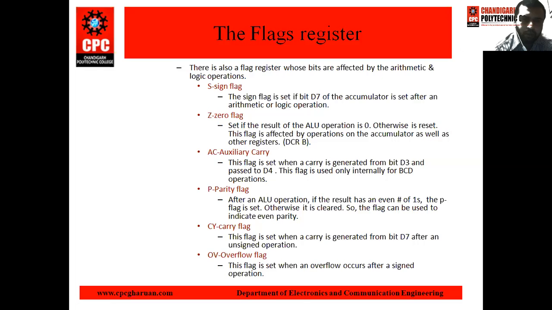Suppose we want to subtract 5 from 3, so the result is minus 2. This time the value of the sign flag is 1. Next is the zero flag. The zero flag is set if the result of the operation is 0. Suppose we want to subtract 3 minus 3, the result is 0. At that time, the zero flag is high.